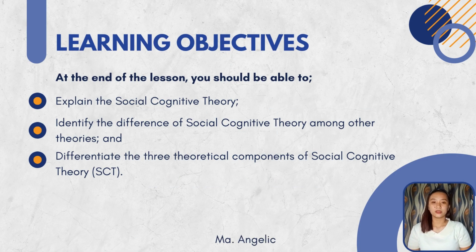At the end of the lesson, you should be able to explain the social cognitive theory, identify the difference of social cognitive theory among other theories, and differentiate the three theoretical components of SCT. And now, let's begin the discussion with the history of social cognitive theory.